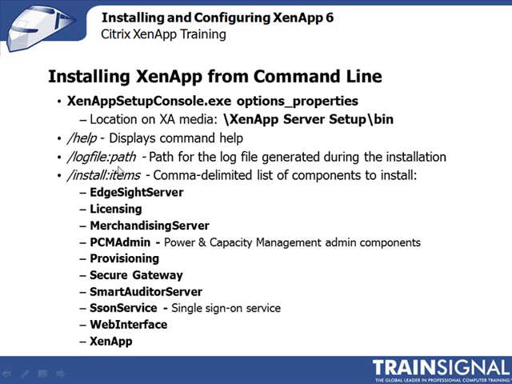/log file:path, obviously, lets you specify the path where the log file is going to be generated during the installation. And then /install items basically specifies which items you're going to install. So if you specify edge site server, you're obviously installing the edge site server, licensing, merchandising server, etc. I didn't give a description for those. They're pretty much self-explanatory. The ones that I did give a description for are a little more difficult to guess, so in this case it's power and capacity management admin components. And then down here you have the single sign-on services.